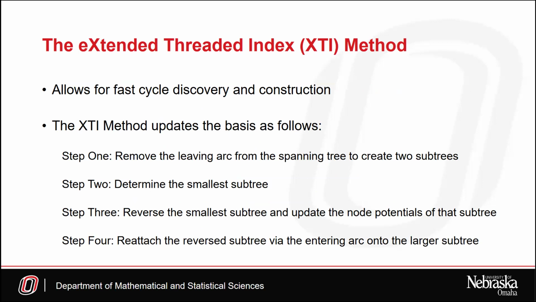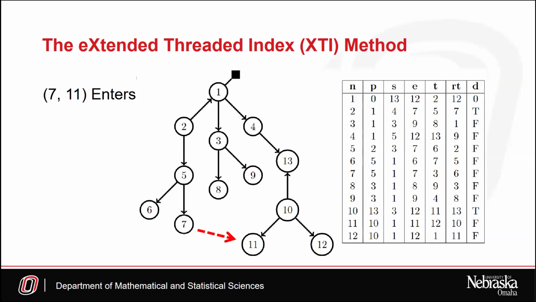Step 1 is we remove the leaving arc from the spanning tree to create 2 subtrees. Then step 2 is determine the smallest subtree. Step 3 is reverse the small subtree and update the node potentials of that subtree. And then step 4 is reattaching that subtree. So an example of this is as follows.